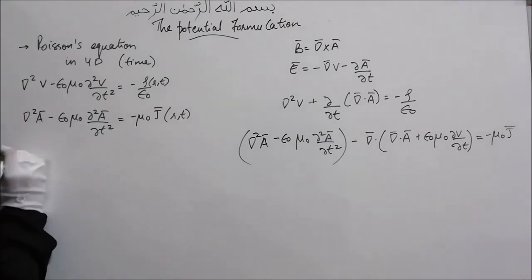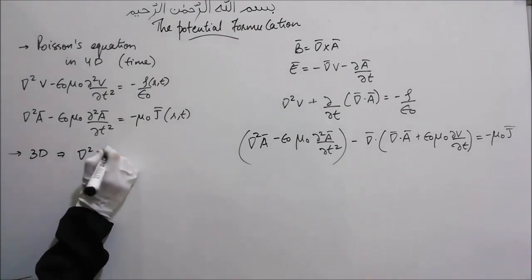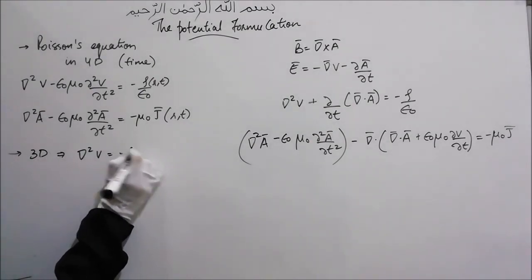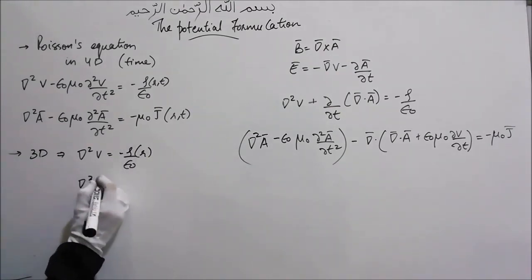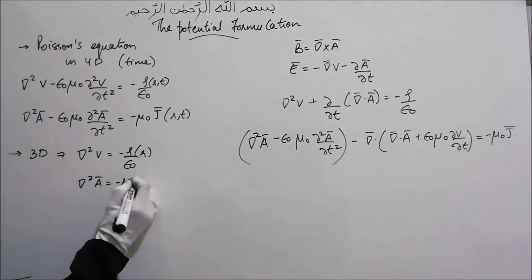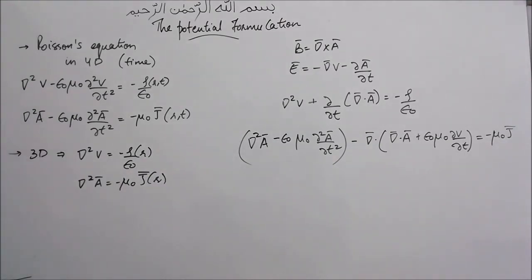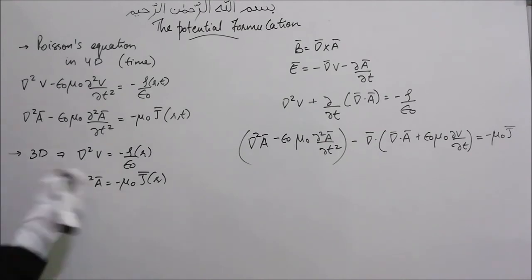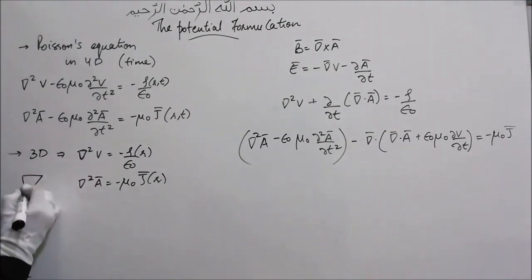And in 3 dimensions we just had what? In 3 dimensions we just had del squared V is equal to minus rho upon epsilon naught. Rho was only a function of R. And we had del squared A is equal to minus mu naught J bar. J bar also was only a function of R. Right? So in 3 dimensions, we use 3 lines, 1, 2 and 3.